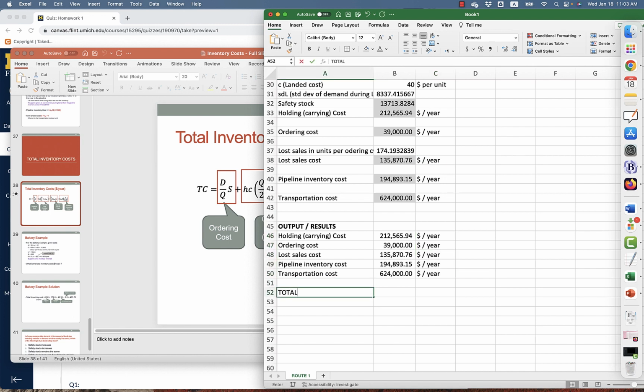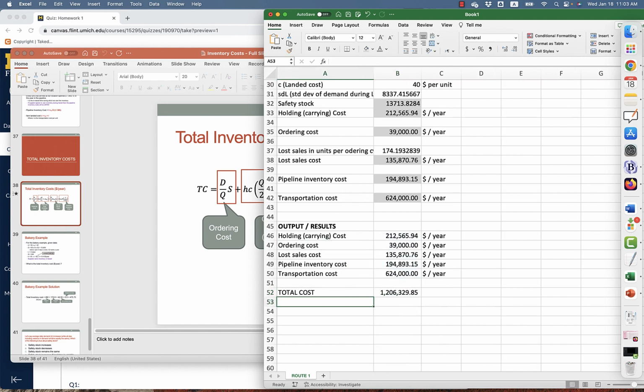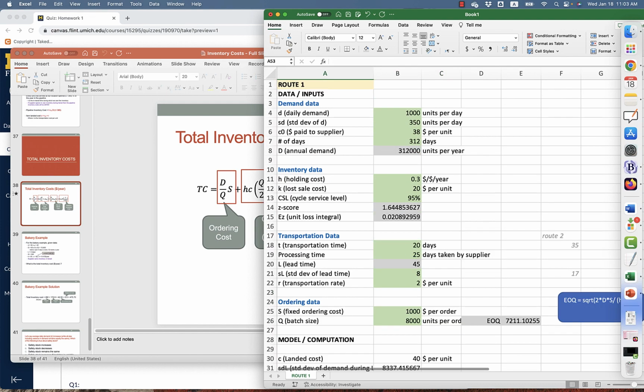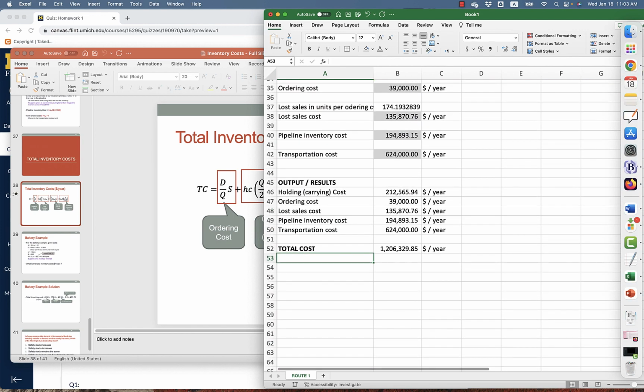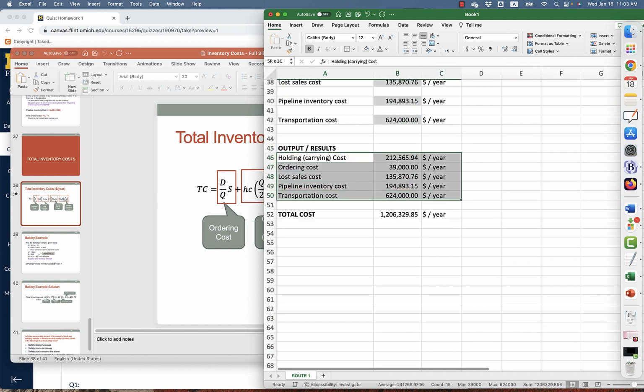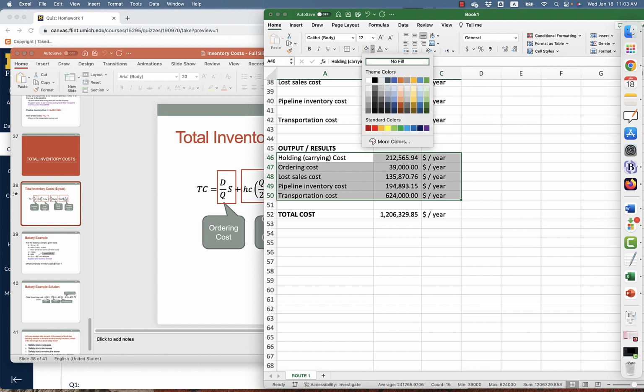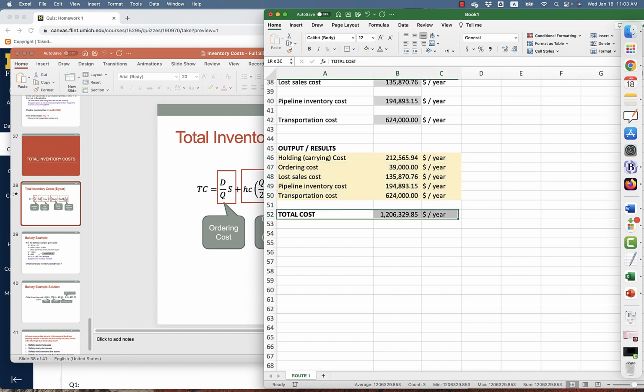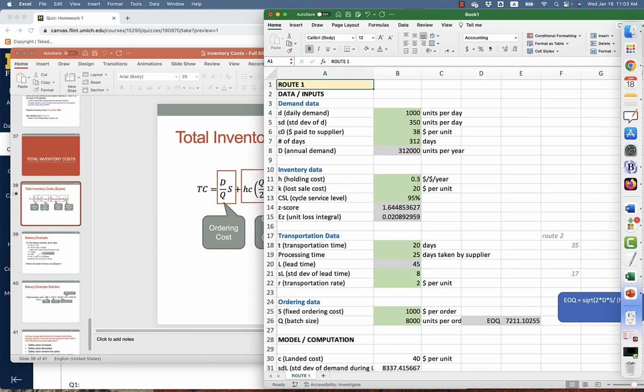And then you can do your total cost, transportation plus inventory, which is the sum of all of this in dollars per year. So that is how we can do our analysis. Usually for the output, you want to color code this to make it look nice, to show that this is very important stuff. So I'm just going to use yellow and make this whole line bold and yellow. This is the output of my model. It gets me the different components of the cost and then the total cost if I use route 1.